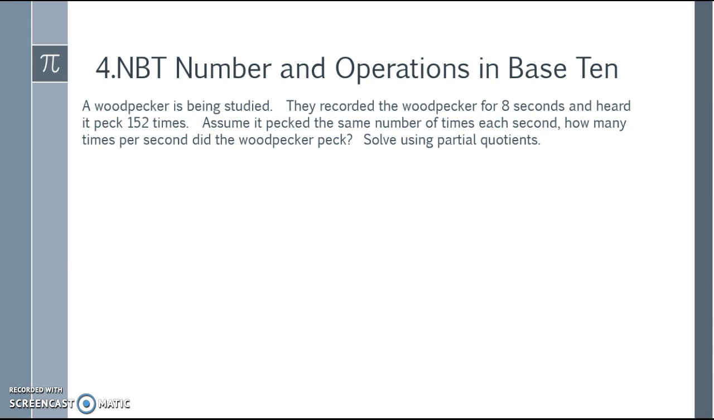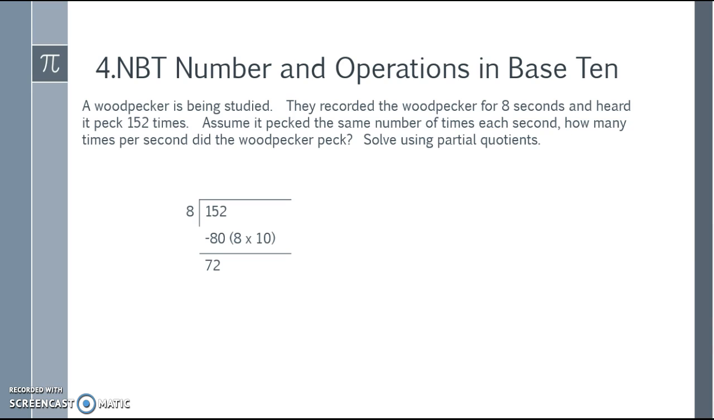A woodpecker is being studied. They recorded the woodpecker for 8 seconds and heard 152 times that it pecked. Assume it pecked the same number of times each second. How many times per second did the woodpecker peck? Solve using partial quotients. So I set this up using long division. And I asked myself, 8 times how many 10s will get me as close as possible to 152?